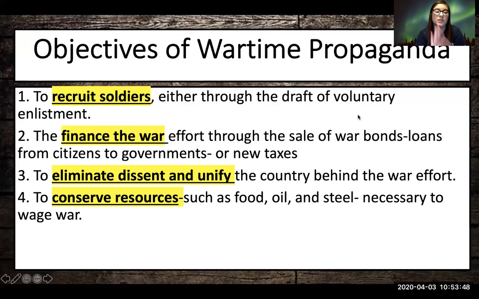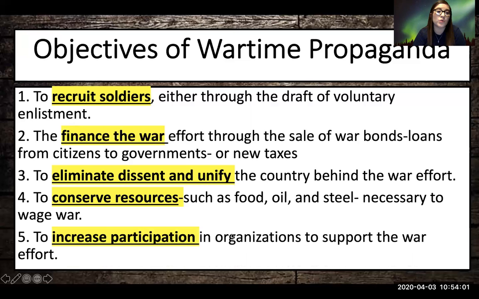Sometimes in these posters, the government would tell people, hey, cut down, ration what you're eating, save some of your foods, save some of the oil, the steel for the men who are out there at war who might need it. And then lastly, to increase participation in organizations to support the war effort.